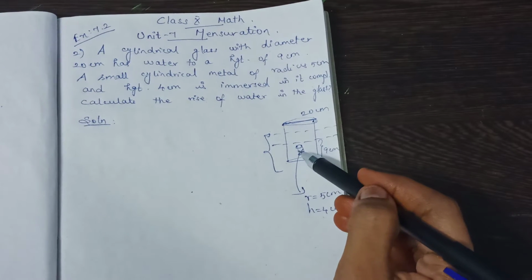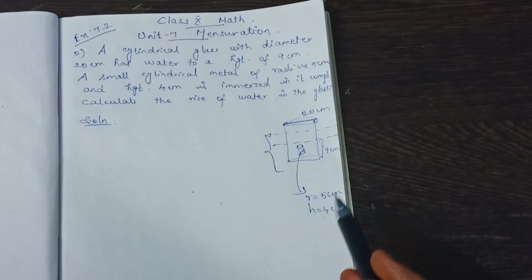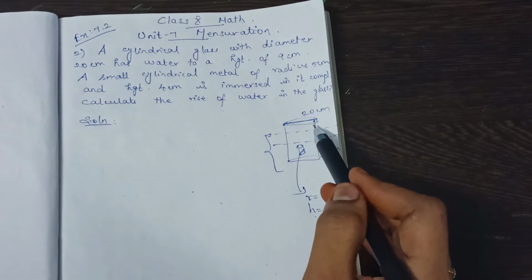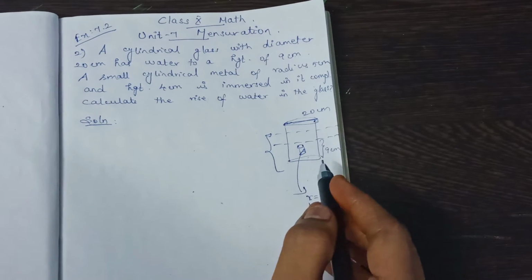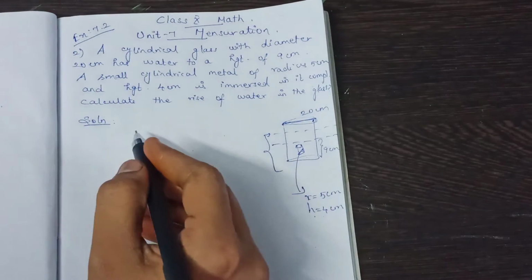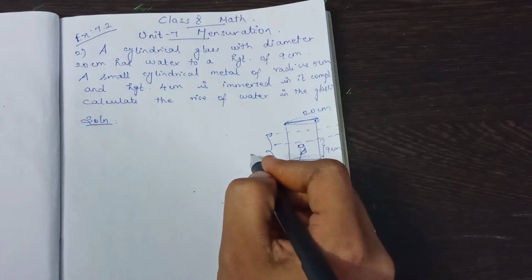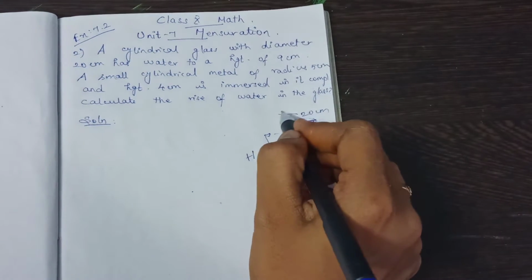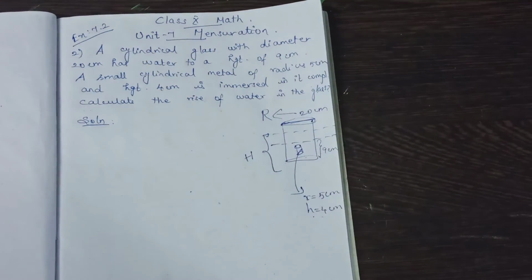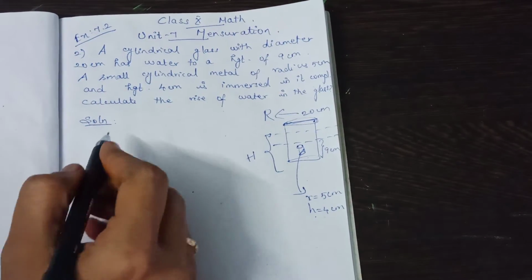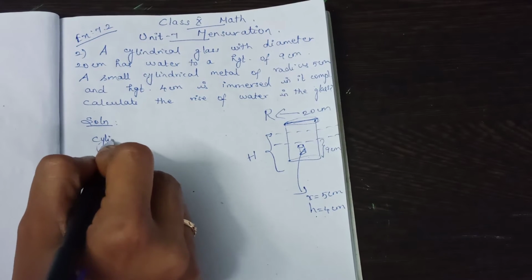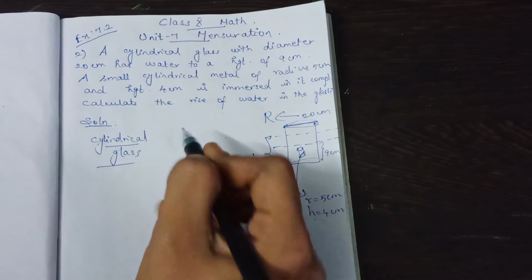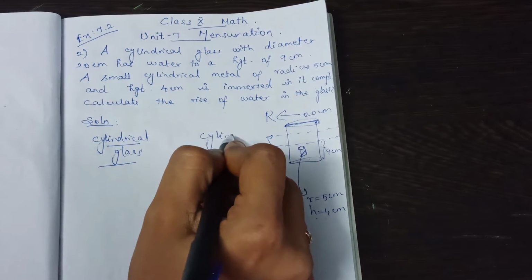So for this cylindrical metal, let us take the radius as small r and height as small h. And for this cylindrical glass, let us use capital notations. That is, capital H is taken as height and capital R is taken as radius. So now let us segregate the problem. That is, first one is the cylindrical glass and next one is the cylindrical metal.